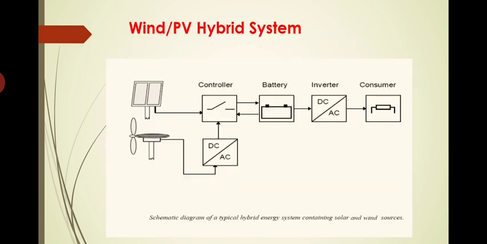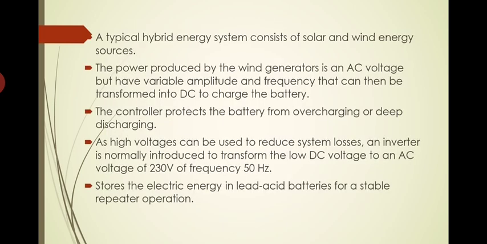Stores the electric energy. Usually these systems will be storing the DC current in lead acid batteries. So the battery commonly used is the lead acid battery for stable repeater operation.